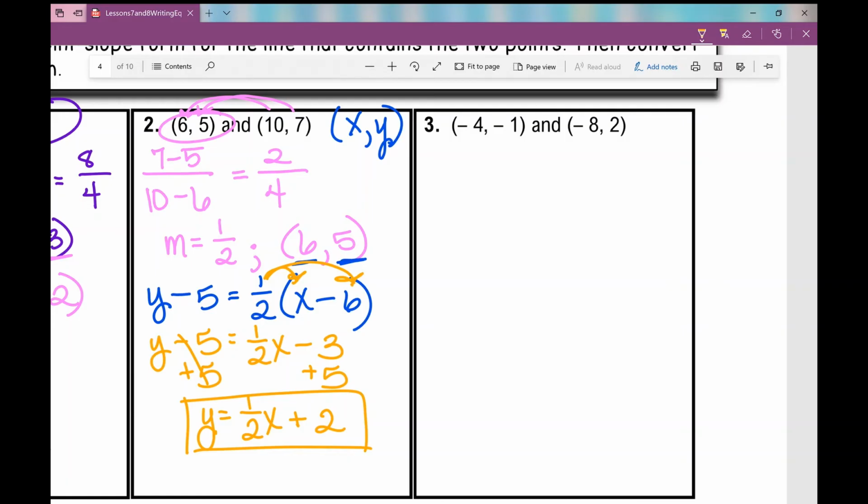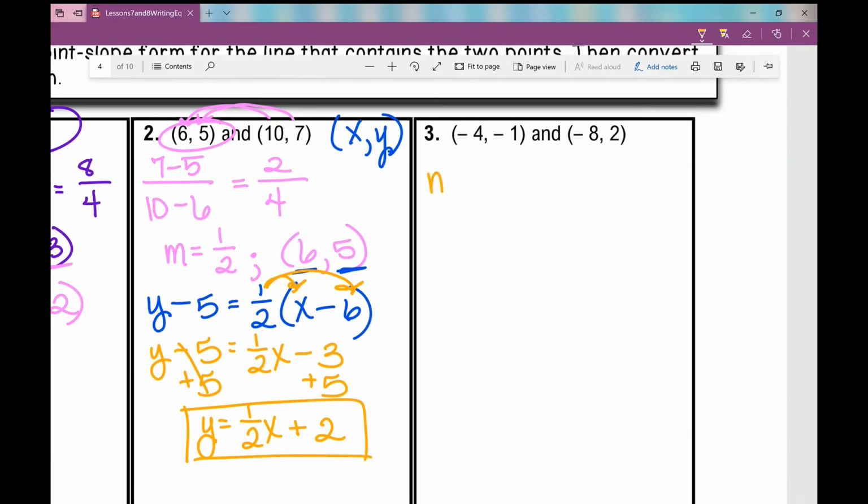So when I'm finding the slope of the line, my slope is going to be 2 minus -1. Watch how I write this. That's 2 plus 1, over -8 minus -4. That's -8 plus 4. So now let's simplify this. 2 plus 1 is 3. -8 plus 4 is -4. So my slope is -3/4.